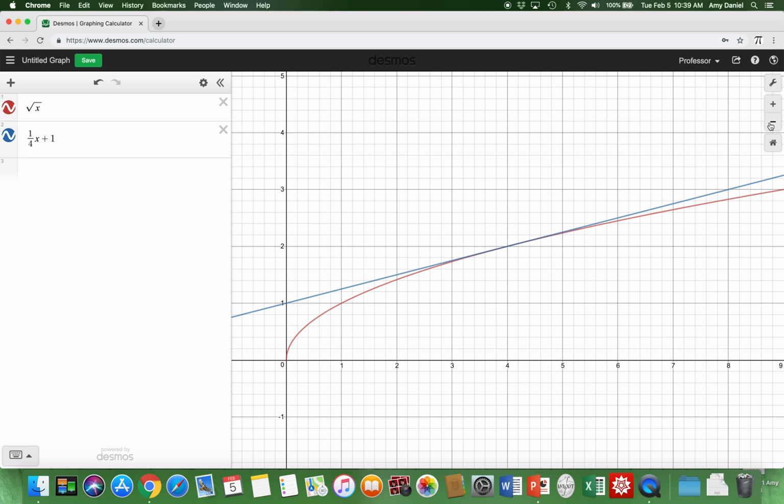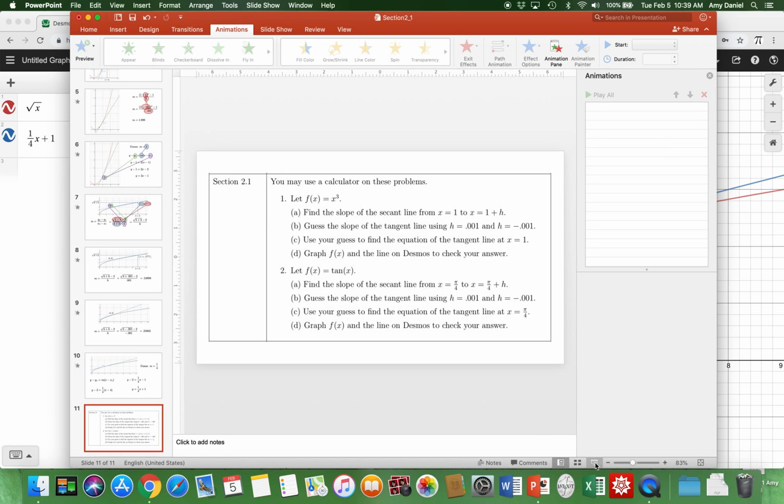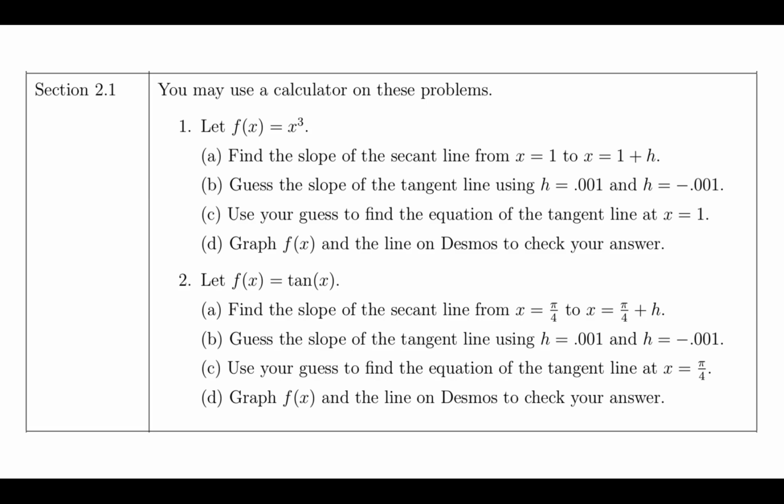Of course, you are welcome to go to the homework page on Moodle. In the section 2.1 homework, these are your Professor Daniel special homework, so this is not problems out of the book. These are 2 functions doing exactly what I just did: finding the slope of a secant line with the h's in it, then plugging in 0.001, negative 0.001, these tiny values of h, finding the equation of a tangent line, and then graphing it on Desmos to check your answer. Those 2 problems are what is due on Friday, along with what you were going to hand in today.